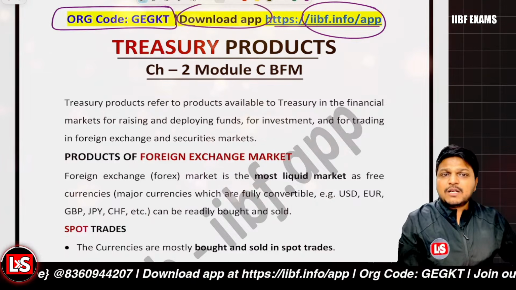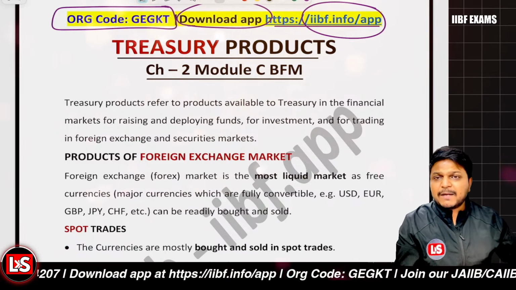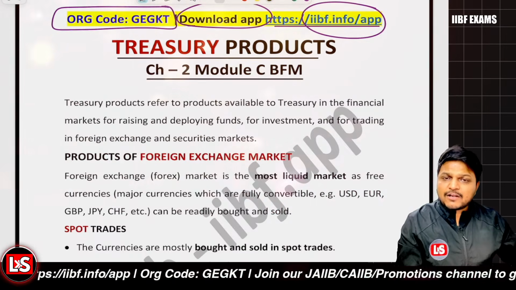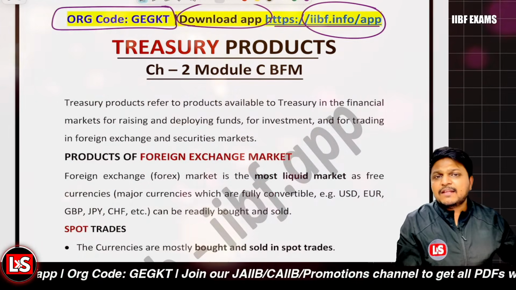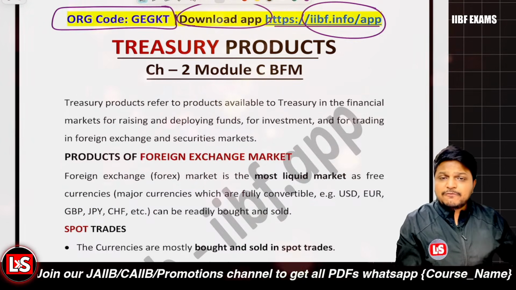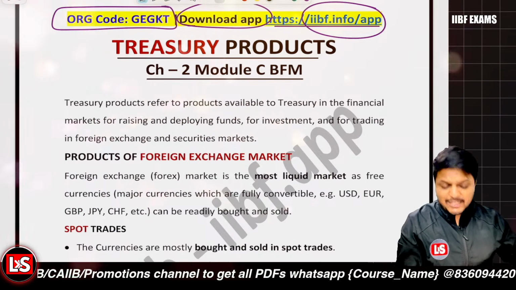We talked about the different parts of the treasury department, like the front office, middle office, and the back office. We have already covered that in the previous session, but now it's about the treasury products. The first one is about the foreign exchange products, right?